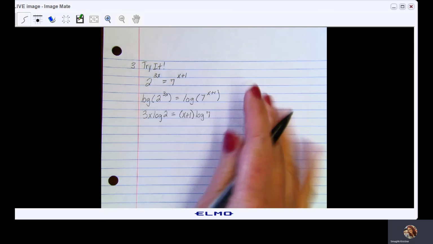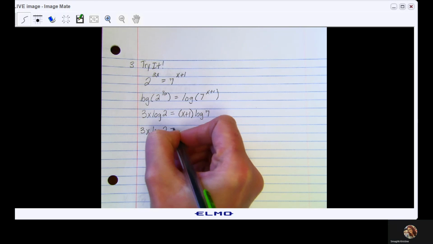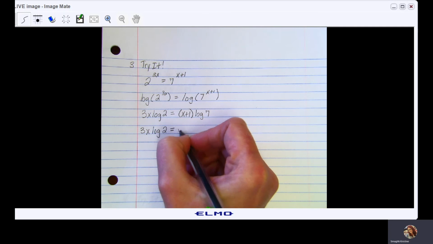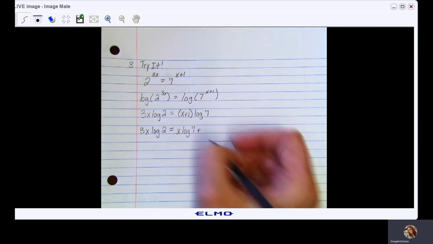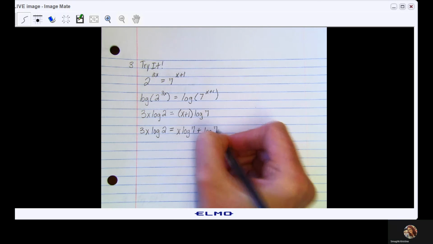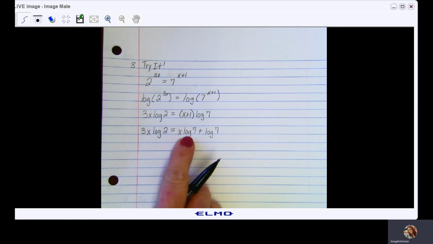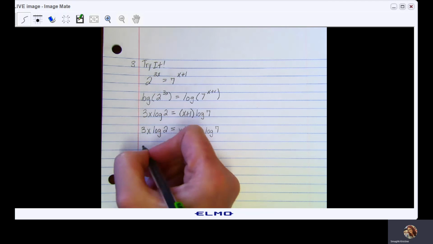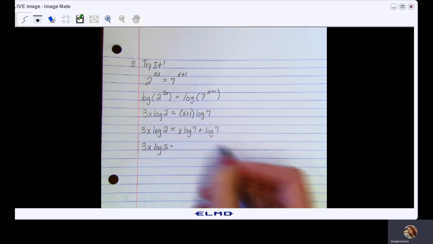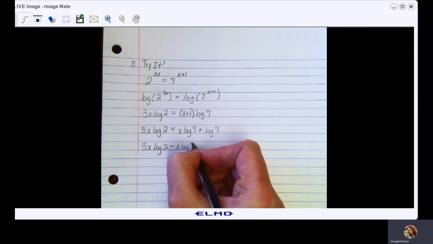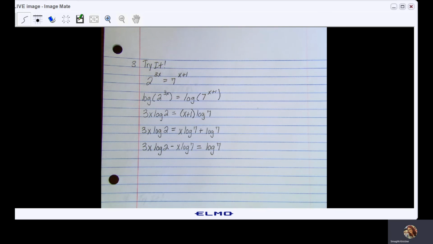Here I'm going to distribute. So let's just bring this down. We have 3x log 2 equals x log 7 plus distribute the 1, that's just log 7. I need to move this x log of 7 to the other side. I'm going to subtract it. So I have 3x log 2 minus x log of 7 equals log of 7.